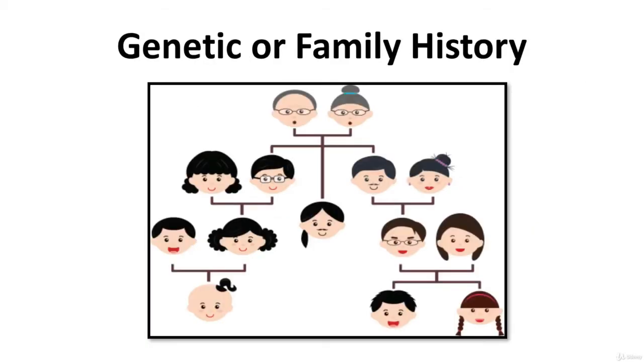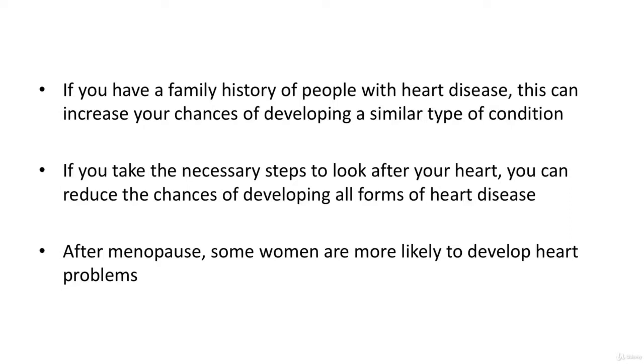Genetic or family history. If you have a family history of people with heart disease, this can increase your chances of developing a similar type of condition. But it does not mean that you are destined to develop a heart condition. It only means you're more likely to have this condition.